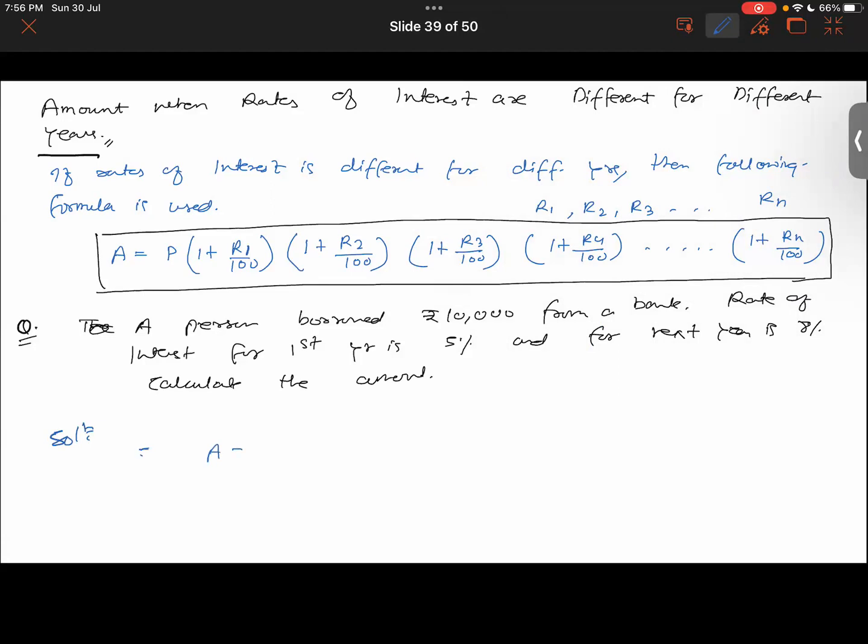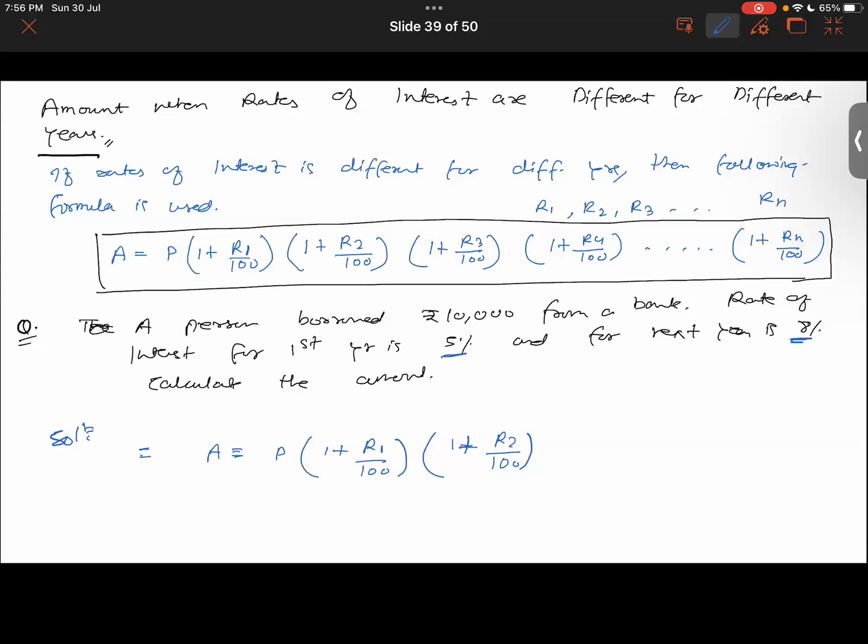Amount equals to, how many years are here, Ahmed? How many years are given in the question? For how many years are the rates given? In the question, there are two rates given. One is 5%, then another one is 8%. So the rates are given for two different years and the rates are different.